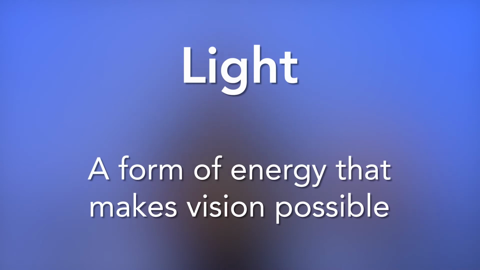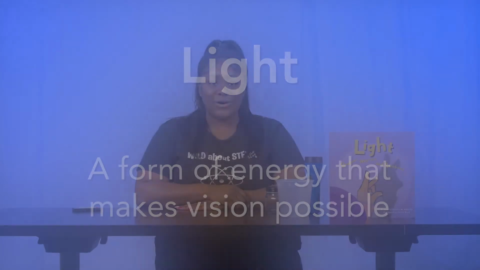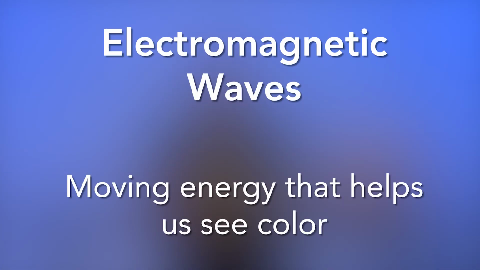Light is a form of energy that makes vision possible. All light has to come from a source. Sources like the sun, a light bulb, a flashlight, and a candle. And just like sound, light travels in waves. Light waves are also known as electromagnetic waves. Let's say electromagnetic waves together. 1, 2, 3. Electromagnetic waves. Very good. Electromagnetic waves are forms of moving energy that help us see color.